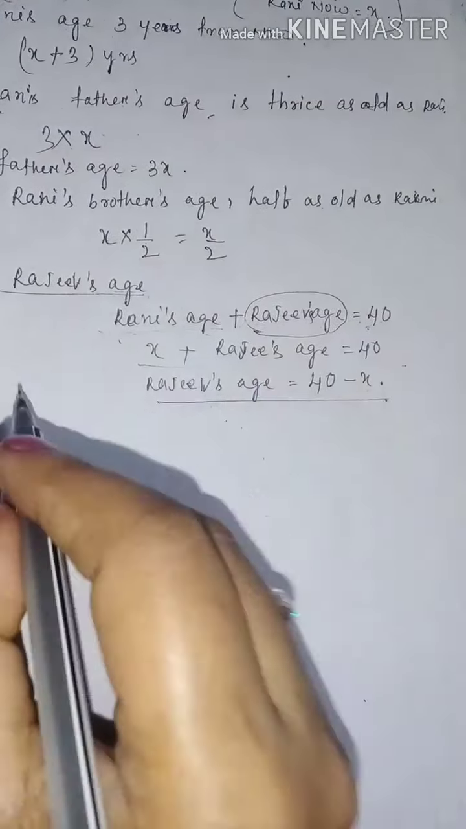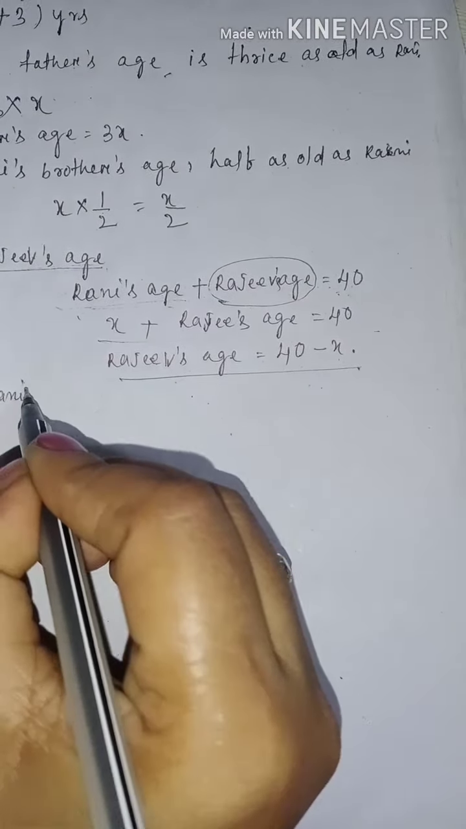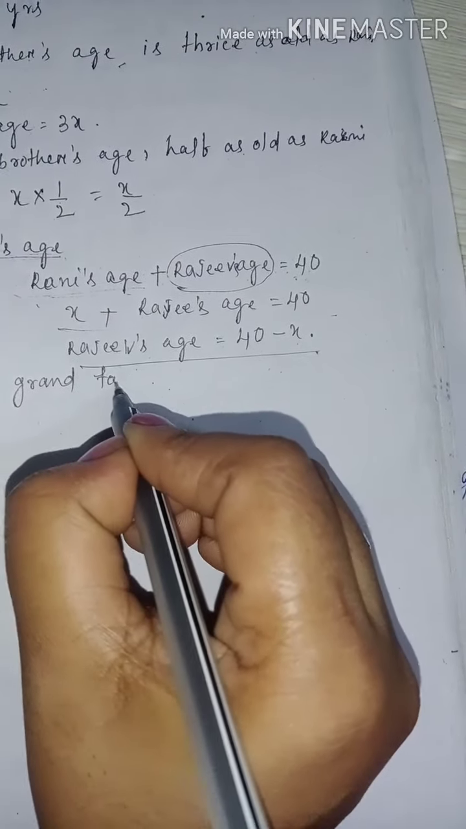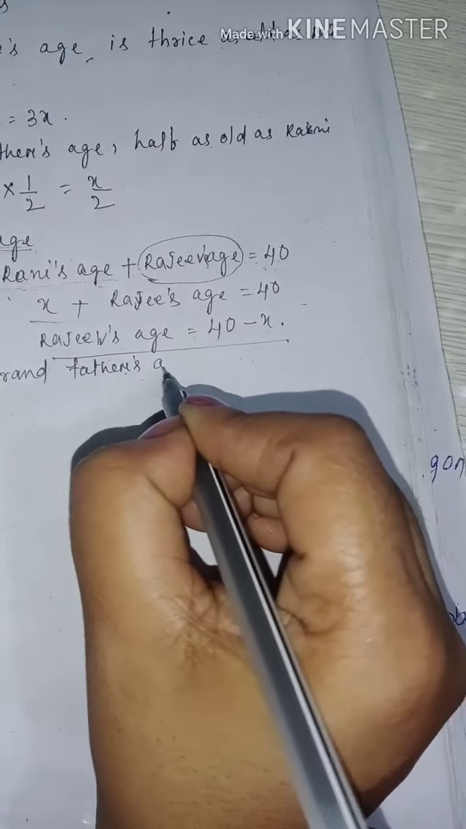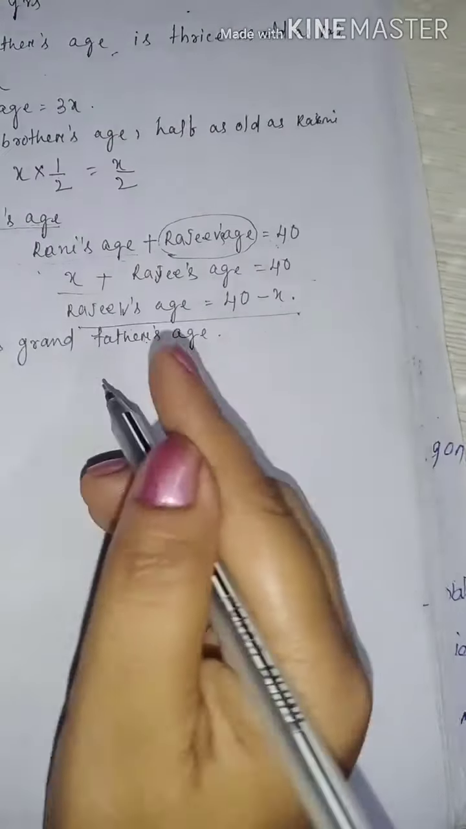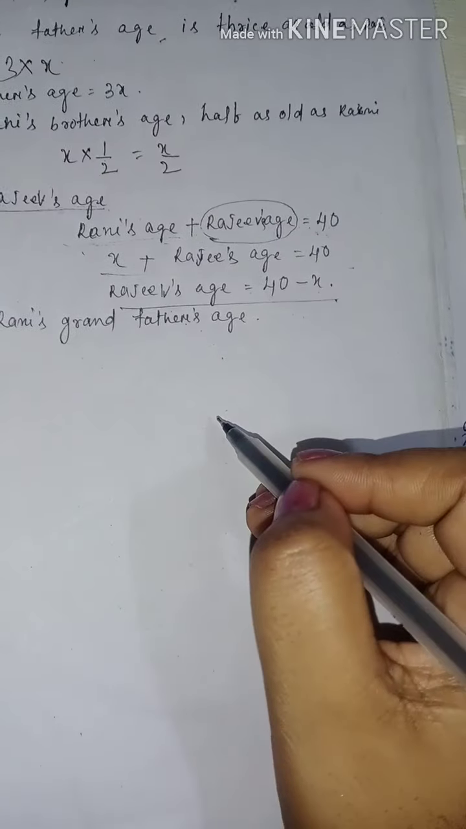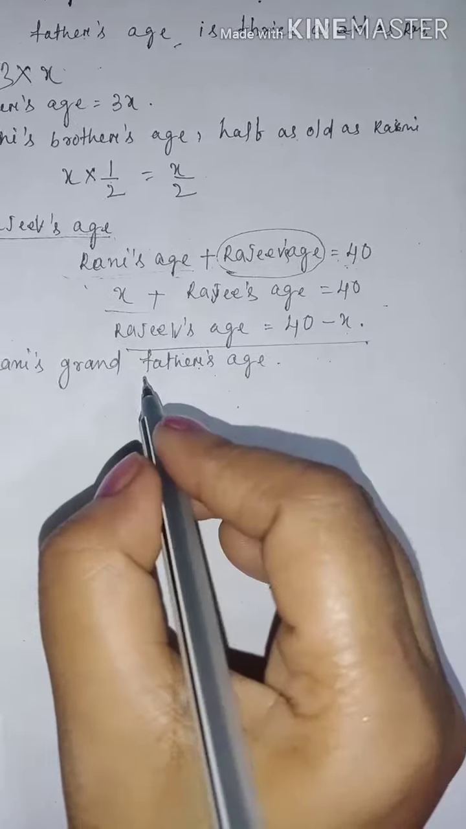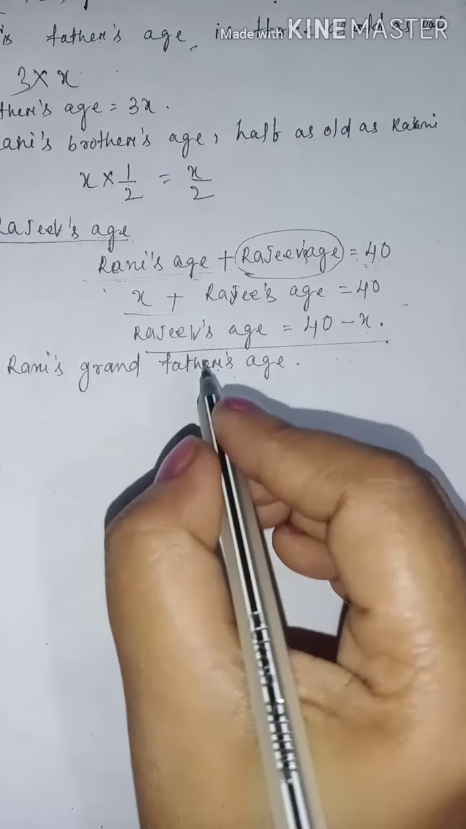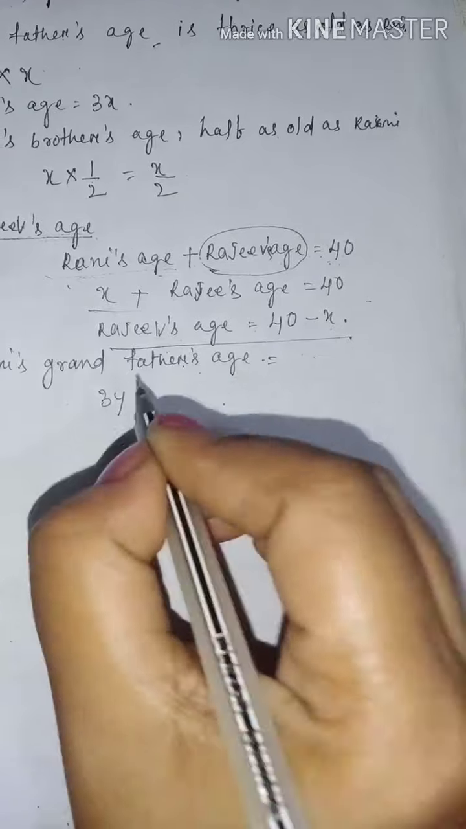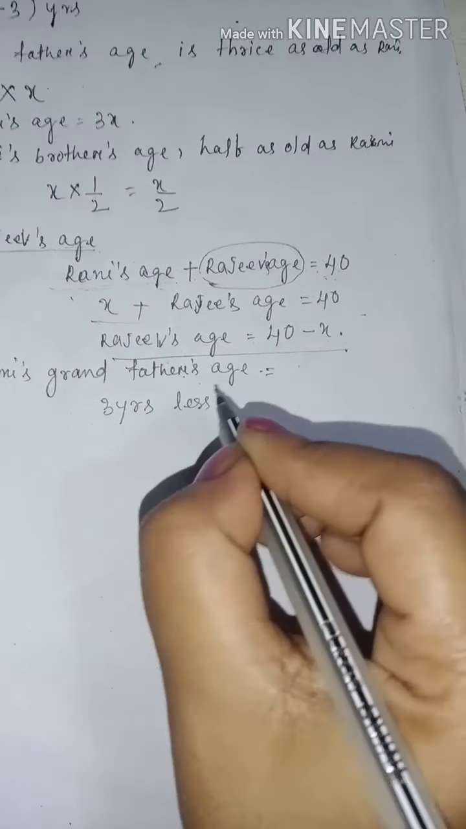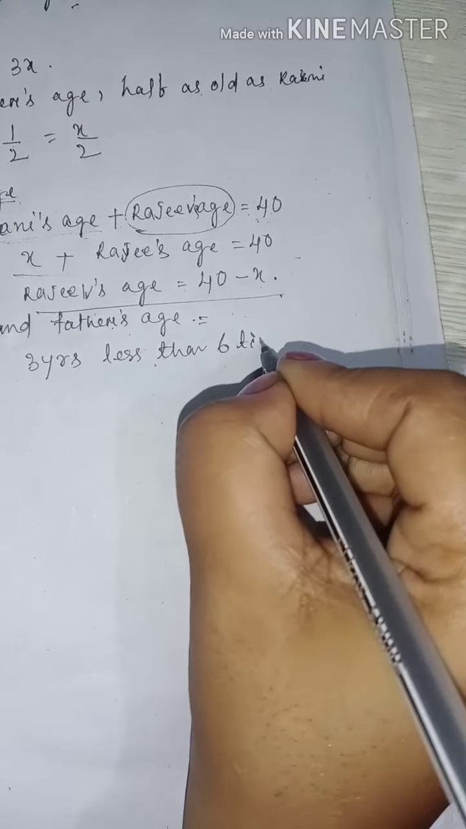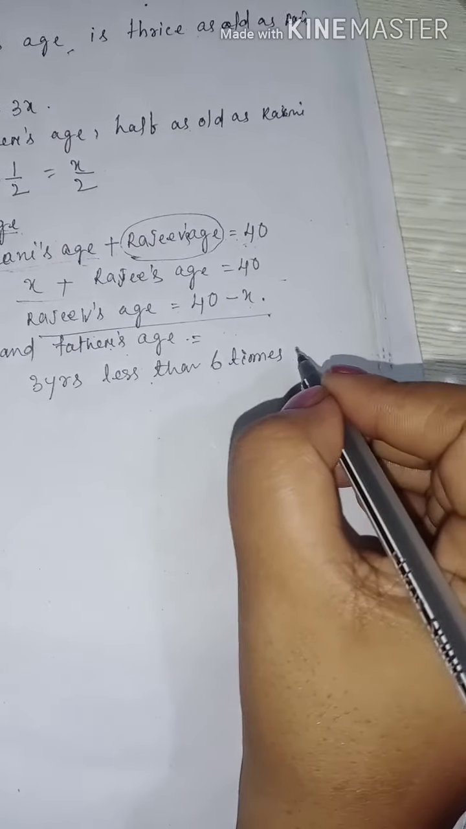Next, bit F. Rani's grandfather's age. Rani's grandfather's age is equal to, if he is 3 years less than 6 times her age. 3 years less, what is it telling? He is 3 years less than 6 times her age.